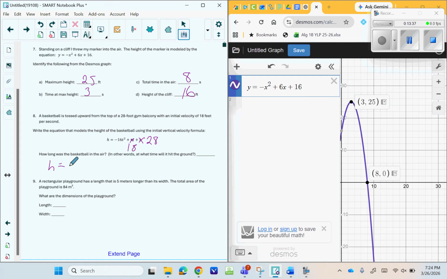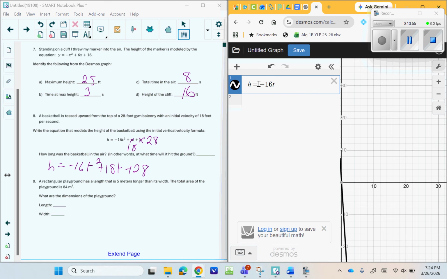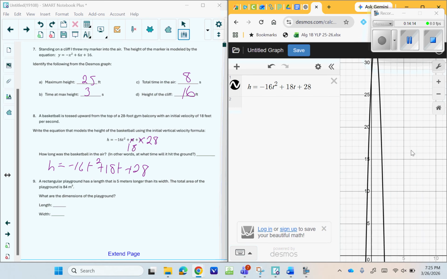Okay, so I'm going to type -16t squared plus 18t plus 28 into Desmos. And for some reason, Desmos doesn't allow you any other time, but it allows you to use the h's and t's if you want to. I'm not sure why, but anyway, we'll take it. So I'll just show you. If you want to use X and Y, totally fine too. Okay, so I typed this in. So it looks like this. And I'm going to zoom out a little bit.